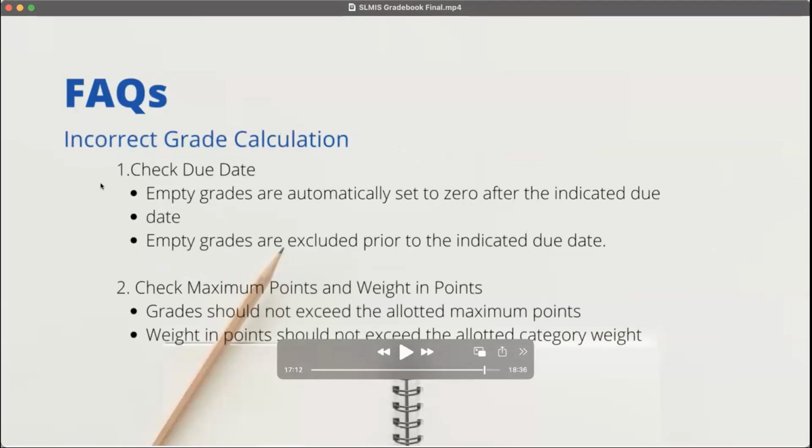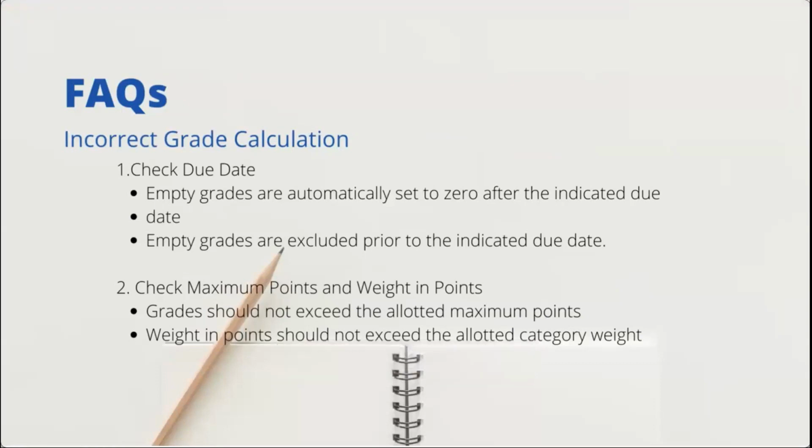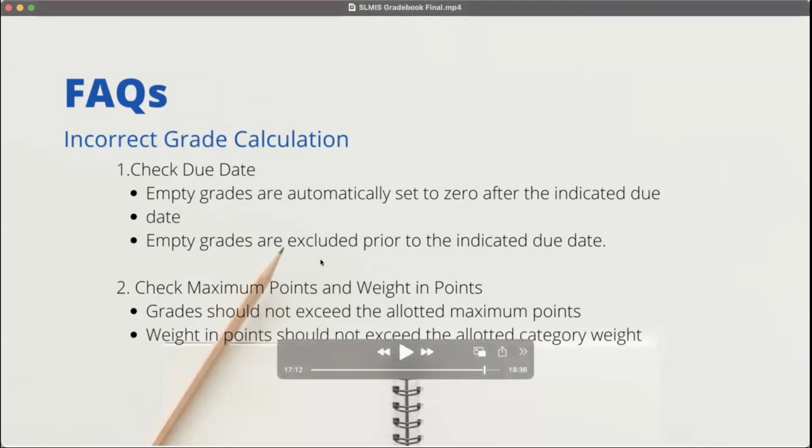And this is the common one, incorrect grade calculation. You have to check, number one, the due date, because the grade calculation will depend on the due date. For example, if the due date is still on December 2022, then it will not include that particular activity as part of the calculated grade. So make sure to check the due date. And empty grades are excluded prior to the indicated due date.